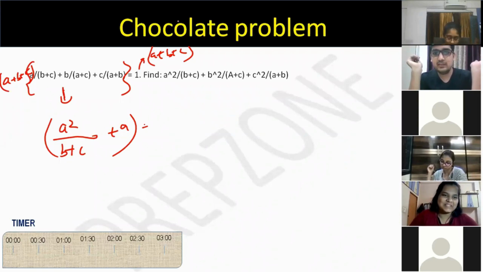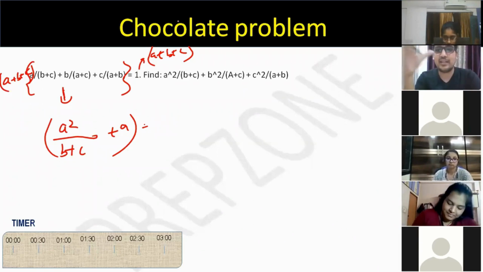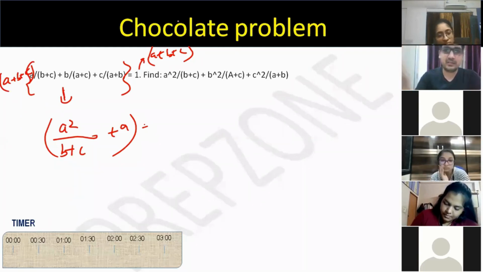This is clear to everyone? So try what is given to you in the question, what is it that you need to bring, and then accordingly adjust. What can I multiply? Alternatively, use symmetry. This is a symmetrical equation, right?